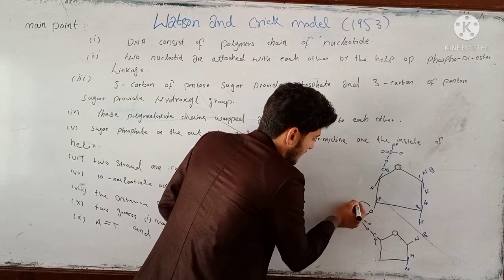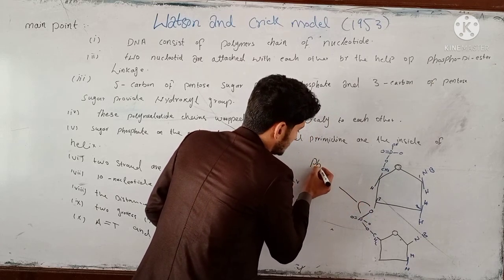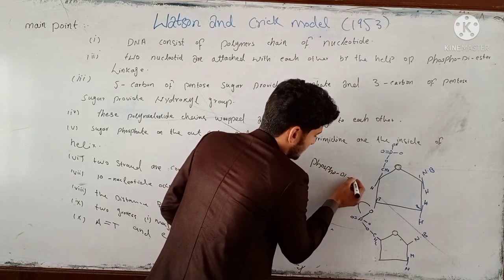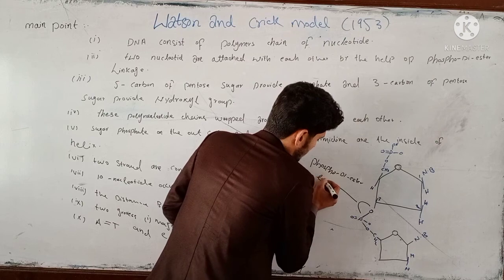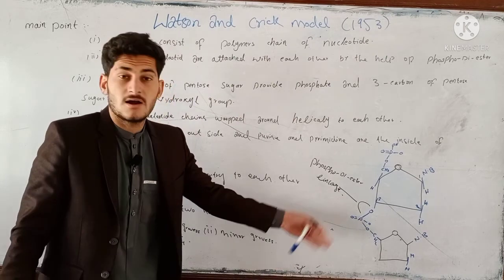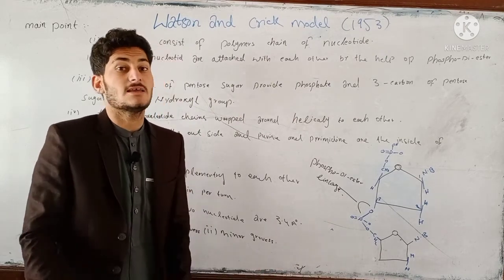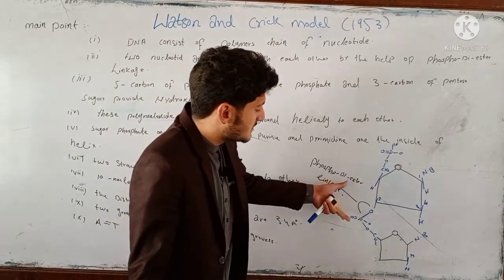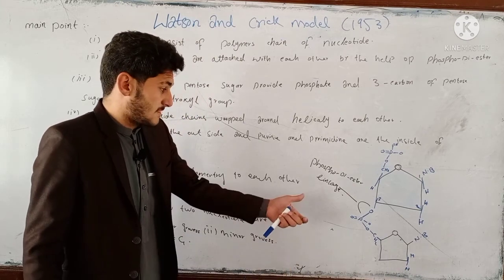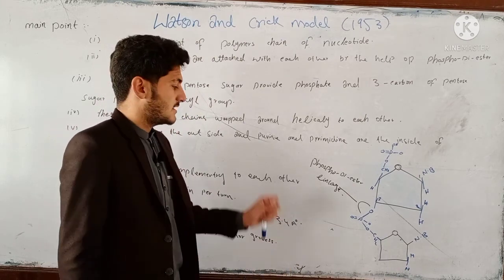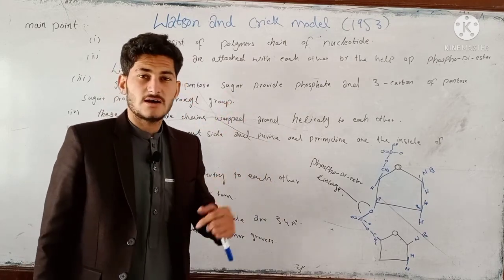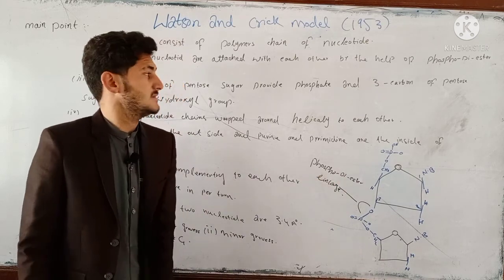This is the phosphodiester linkage. Why do we call this bond or linkage phosphodiester? Because this linkage is found between two nucleotides. So Watson and Crick say that two nucleotides are attached with the help of phosphodiester linkage.